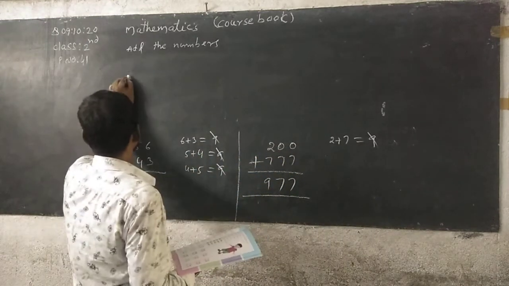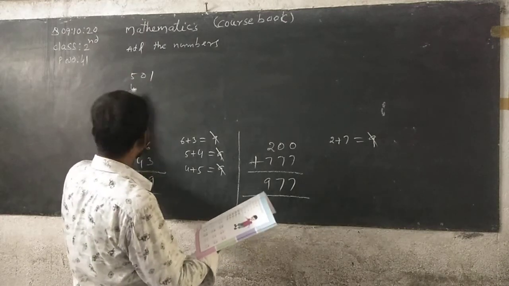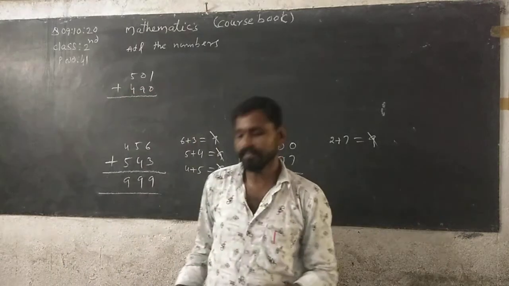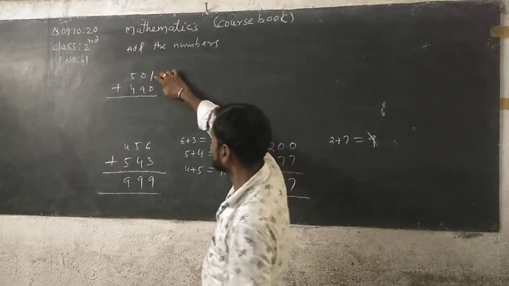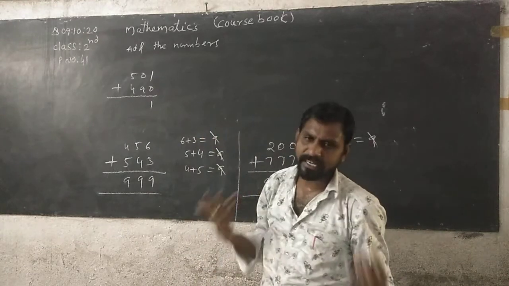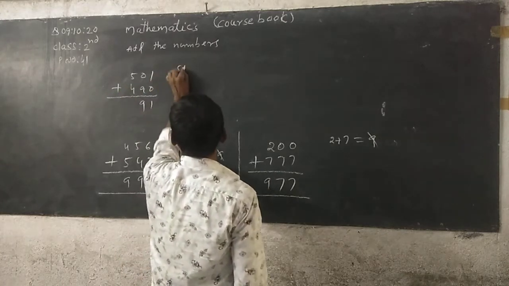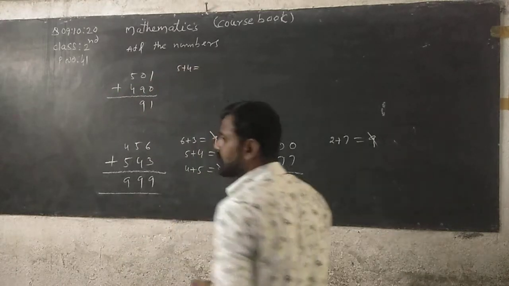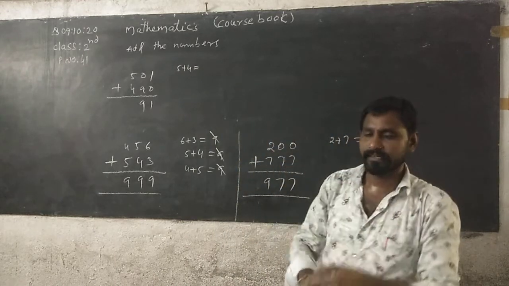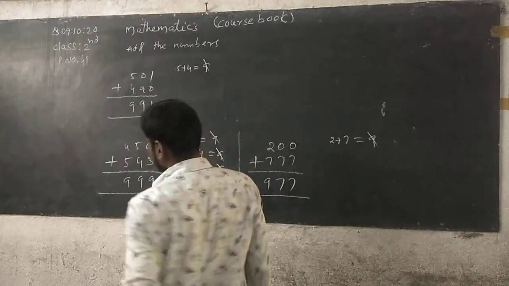Next, 501 plus 490. This is also very easy. 1 plus 0. We add the digits in ones place first. 1 plus 0. When 0 is added to any number, you get the same number. 1. 0 plus 9, you also get 9. Next, 5 plus 4. Keep 5 in your mind and take 4 fingers in your hand. You can count 5 after 6, 7, 8, 9. Write down 9 where? Here in hundreds place.